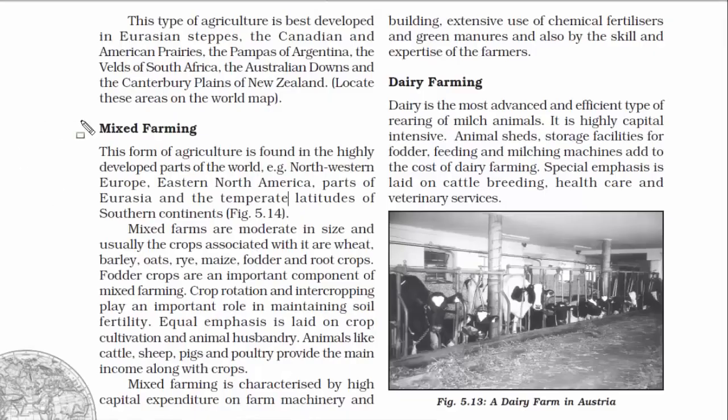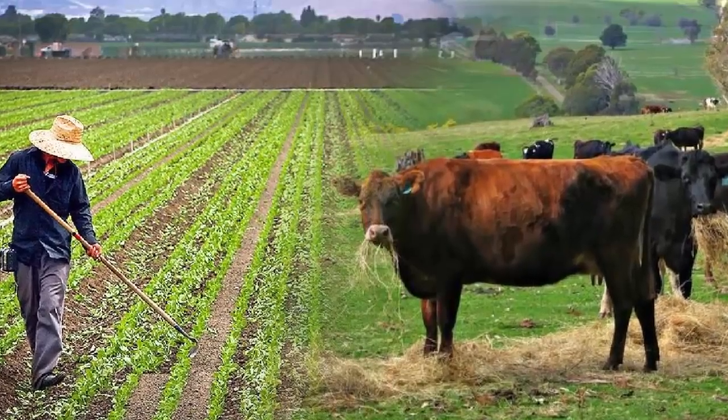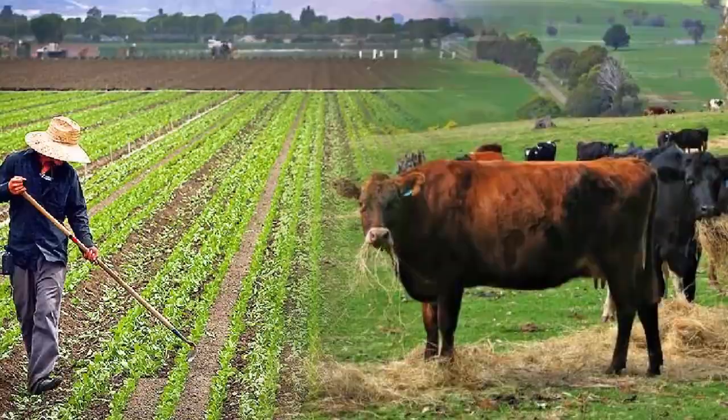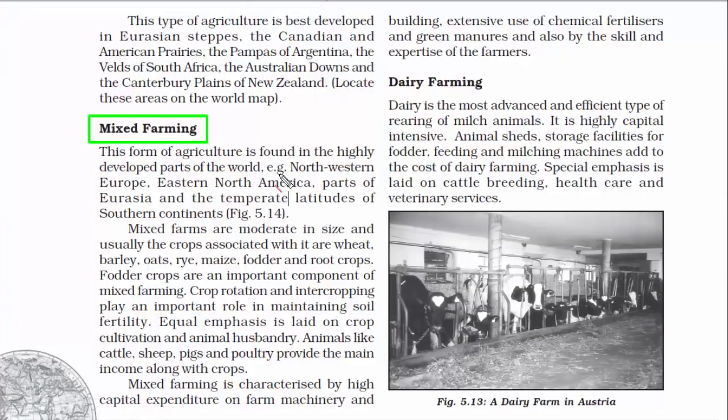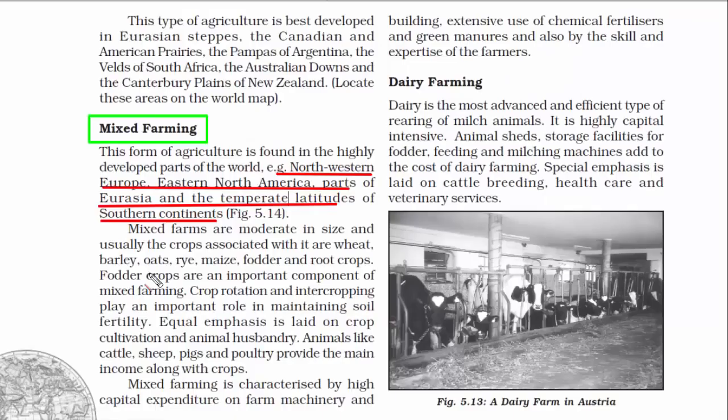And the next type of agricultural system is mixed farming. Mixed farming is an agricultural system that comprises farming along with the raising of livestock. This form of agriculture is found in the highly developed parts of the world. Example, Northwestern Europe, Eastern North America, parts of Eurasia, and the temperate latitudes of southern continents. Most of the crops that fall in this category of farming are wheat, barley, oats, rye, maize, fodder, and root crops.